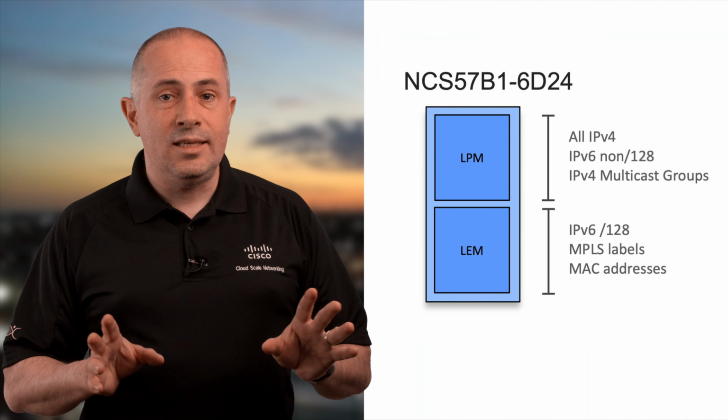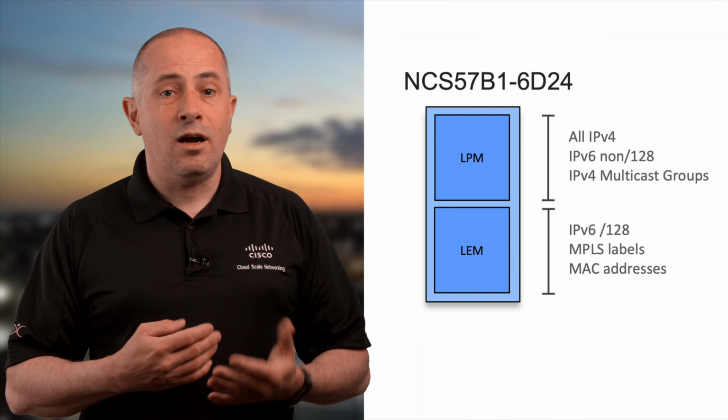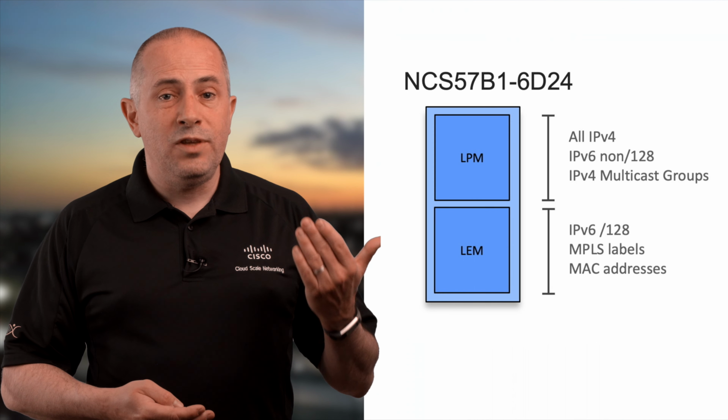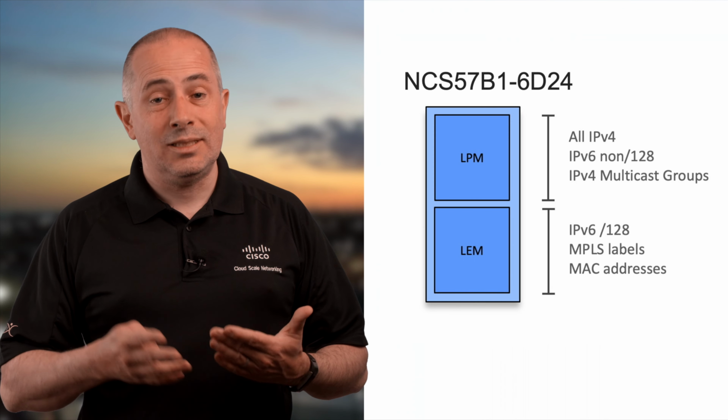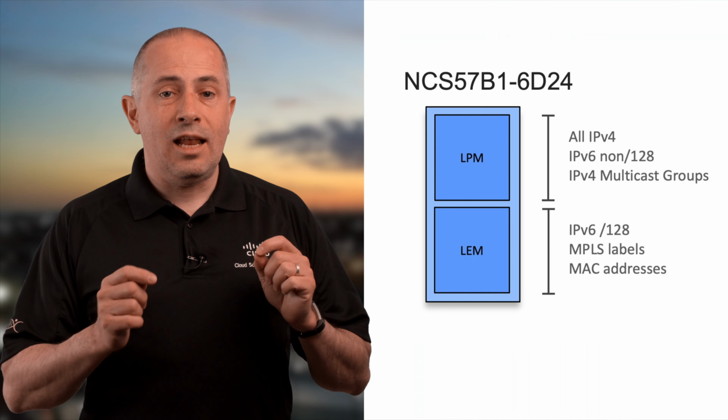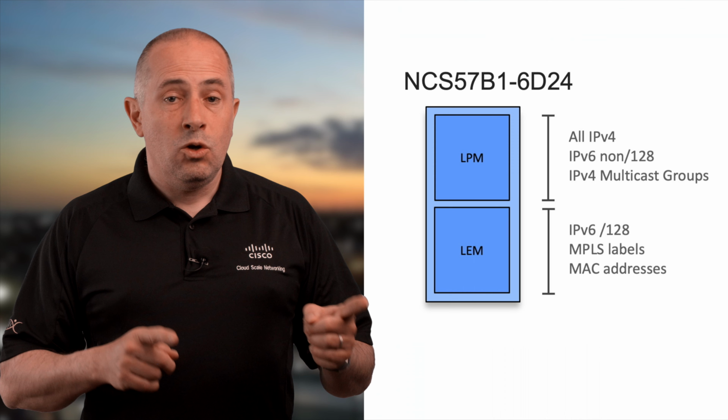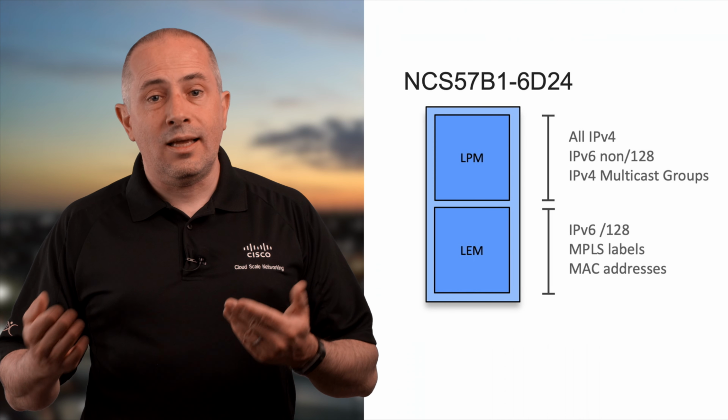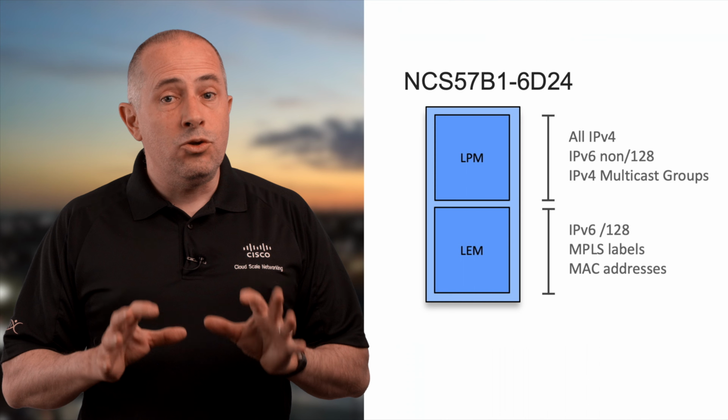In a 6D24 system, base, no ETCAM, just LEM and LPM carved out of the modular database. All V4 routes and all V6 routes except /128 will be stored in LPM. V6 /128 will go in LEM with MPLS and MAC addresses. Also, LPM will be used to store multicast information. Note that 7.3.1 is slightly different than 7.2.1, where IPv4 /32 used to be stored in LEM. But it's not relevant in this discussion because 7.3.1 is the first release supported on NCS 57B1.